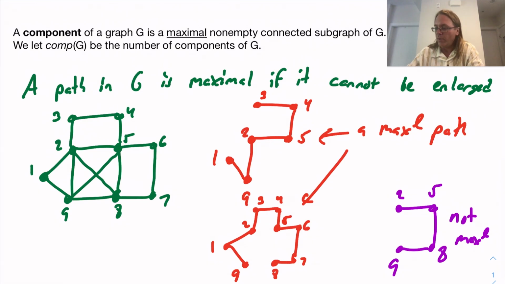Okay, so I have 3 subgraphs here. The one in the lower left is actually a maximum. That's the longest possible path you can find in the graph. That one and the one above it are both maximal. You cannot enlarge either of those subgraphs while staying a path. The one on the right is not maximal.